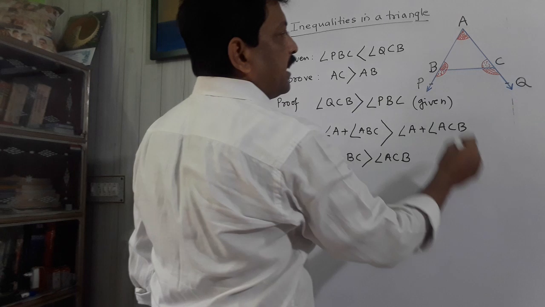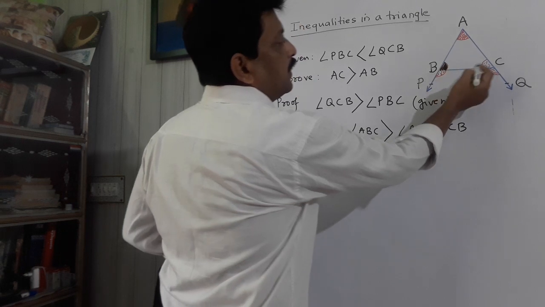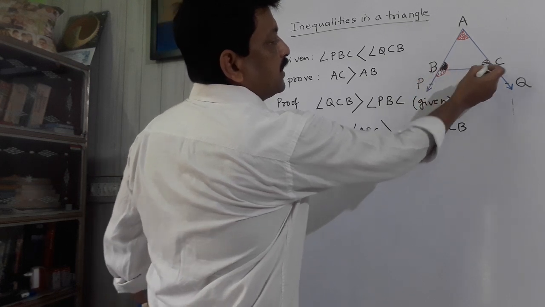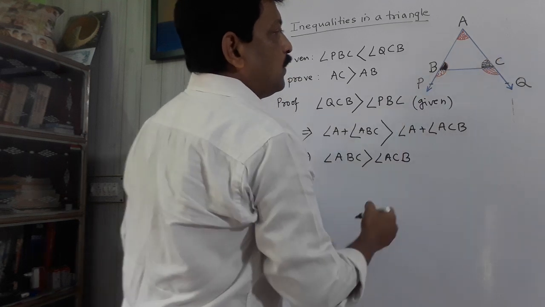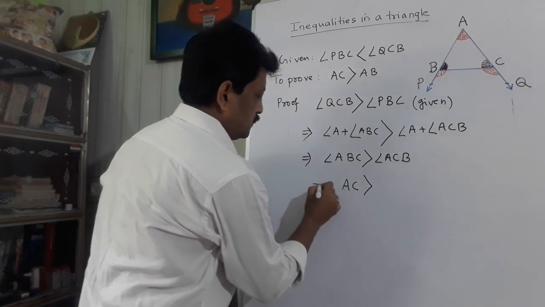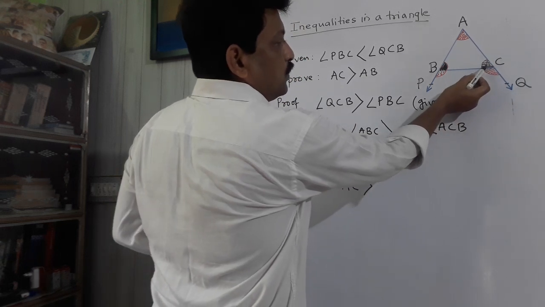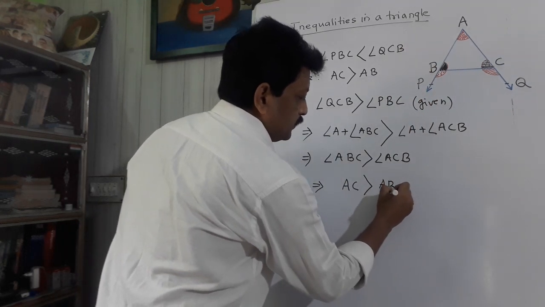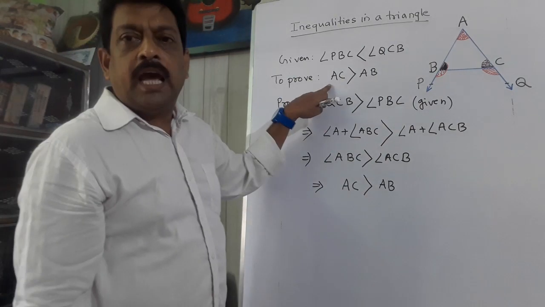Okay, now focus on the triangle. We have got this angle ABC greater than angle ACB. Angle ABC is greater. So from theorem, if the angle is greater, then its opposite side is also longer. Means we can say AC is longer. Similarly, angle C is smaller than ABC. Angle C is smaller. So the side opposite to angle C is AB. So AB is also smaller. Thus we got AC is greater than AB, and that is what we had to prove.